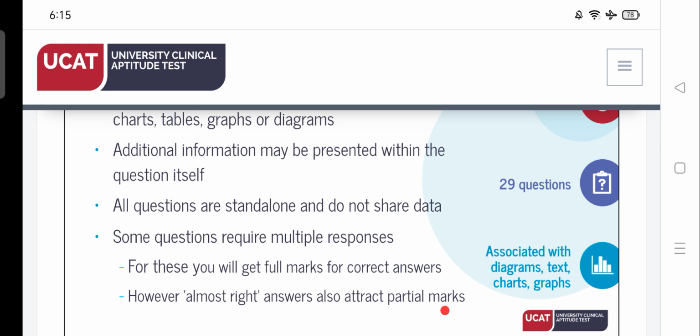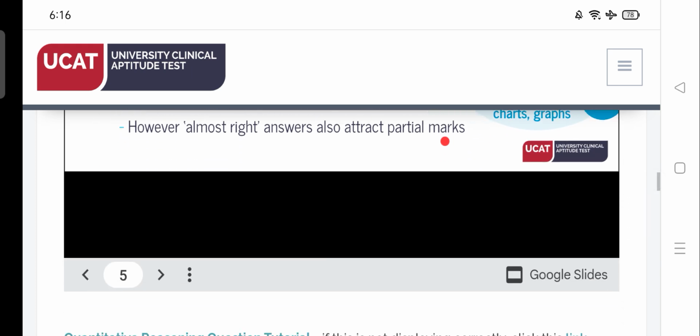So if you are confused about it, you just have to choose, not ignore that question. If you have the correct answer, you will get full marks. But if that option is almost right, just close to the correct one, then you will get partial marks. It means at least you get half marks, and note that your full marks will not be deducted. So you just have to choose the almost right option also if you don't know the correct one, so your half marks will be there.